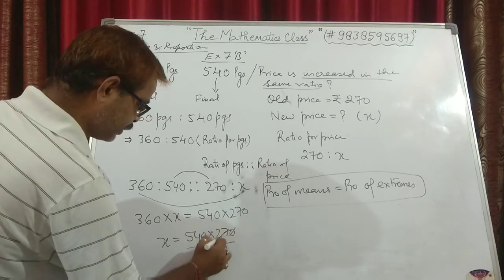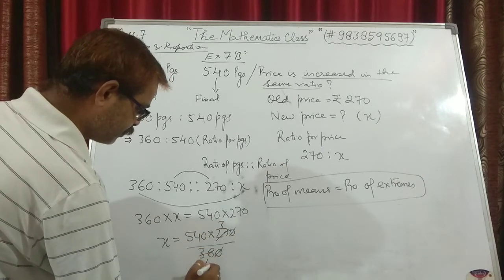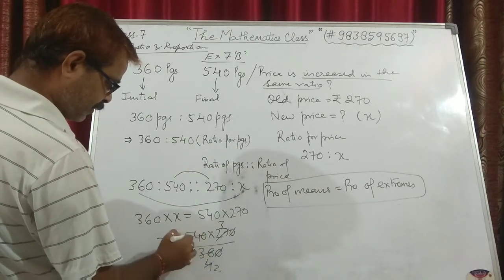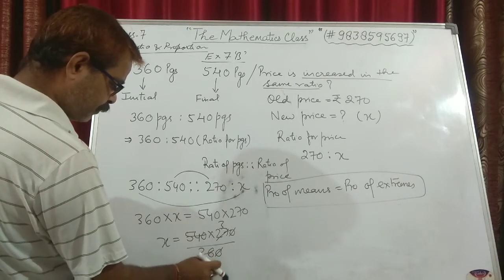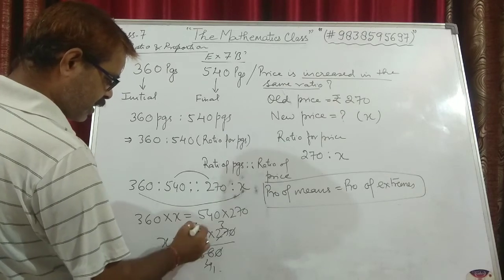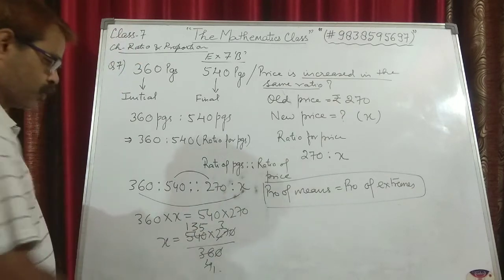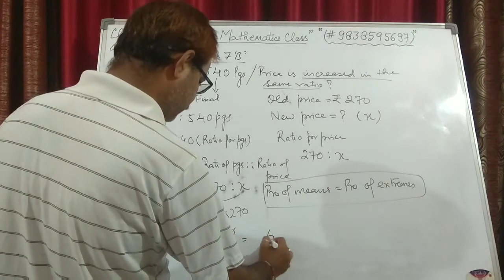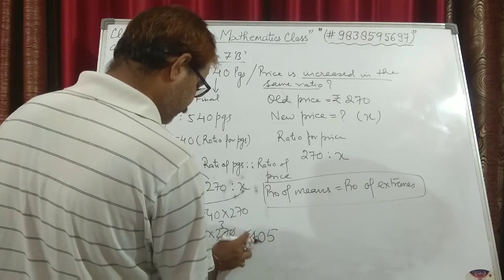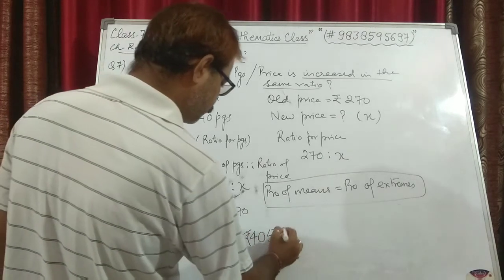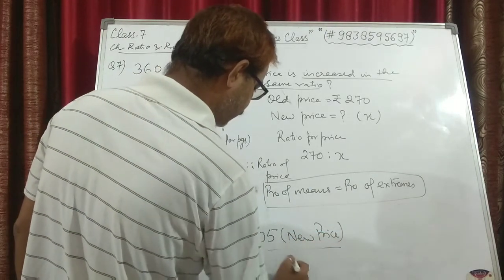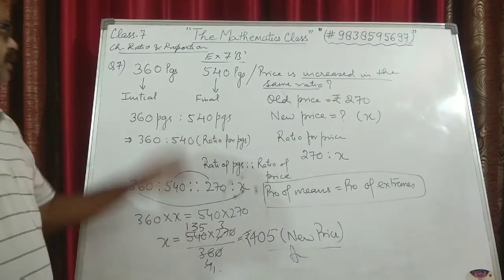0, 0 cancel, 9 3s are 27, 9 4s are 36. Now 2 2s are 4, or directly we divide by 4. 4 1s are 4, 4 1s are 4, this is 14, 4 3s are 12 and 2 5s are 10. So 135 into 3: 5 3s are 15, 3 3s are 9, 1 is 10, 0 is 4. It means rupees 405 is the new price. This is the final value. I hope you have understood this question.